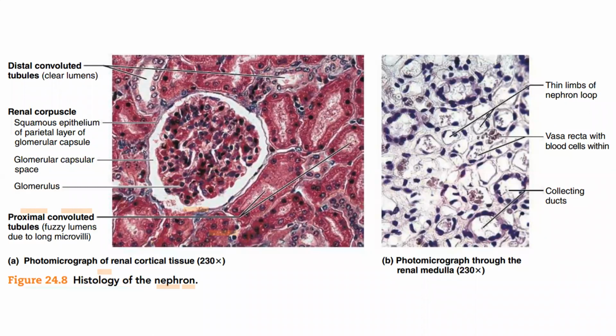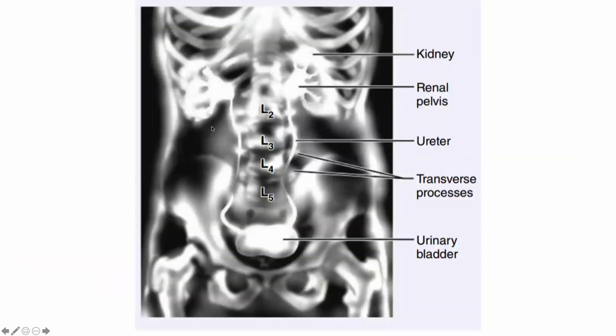And now here we have done this exercise in the lab as well. We are looking at the renal corpuscle, and these are cross-sections which might be proximal convoluted tubules and distal convoluted tubules, and they are lined by cuboidal epithelium, as you can see here. And now this is the outline of the ureter, which is running on the tips of the transverse processes of lumbar 2, lumbar 3, lumbar 4, and lumbar 5, and it goes into the urinary bladder.